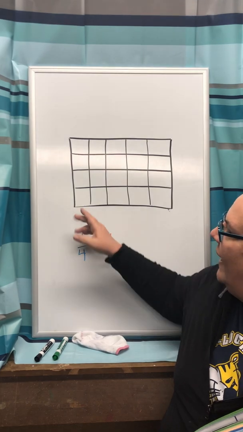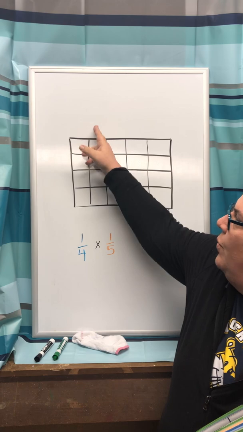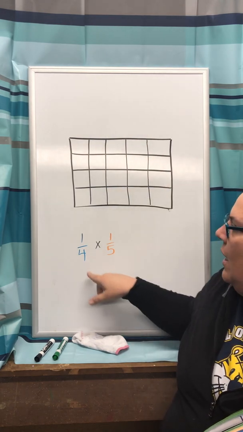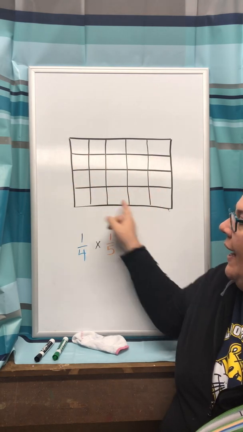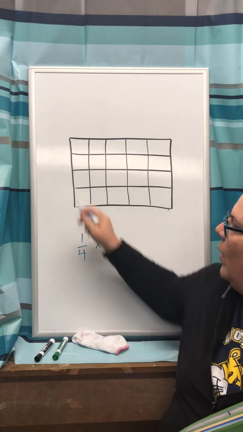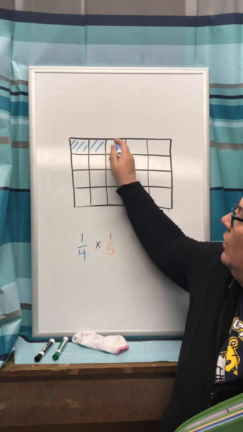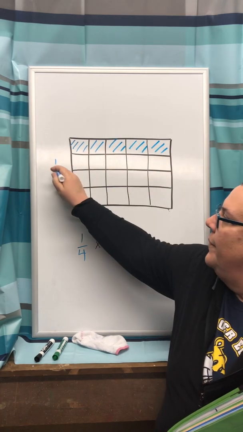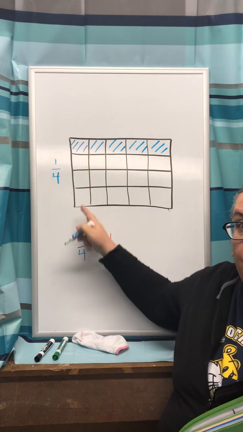So I can see already that this side, the long side, is broken up into 1, 2, 3, 4, 5 columns. That's going to be my fifths. My 4 is going to be going this way. Okay, so the first thing I'm going to do is I'm going to say 1/4 of this whole is this piece. That's one of the 4 rows.